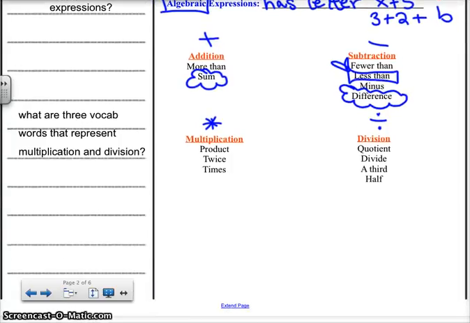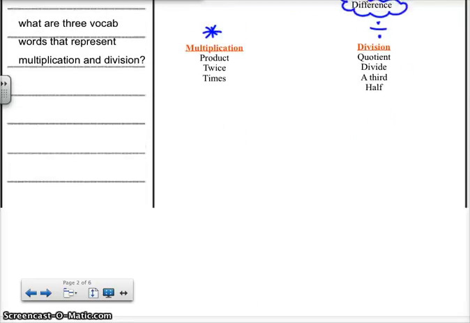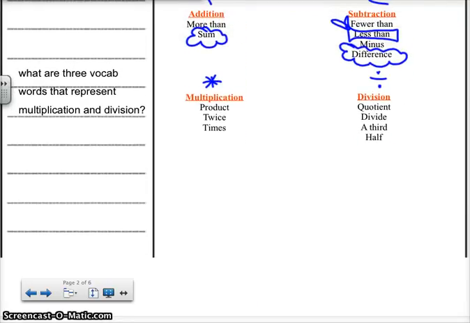Multiplication. Which one do you think is the fancy one there? Product. Yep, product is the fancy one. And lastly, division. Quotient. Quotient is definitely the fancy one.